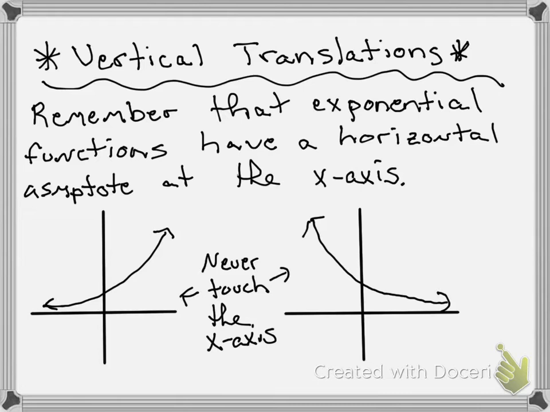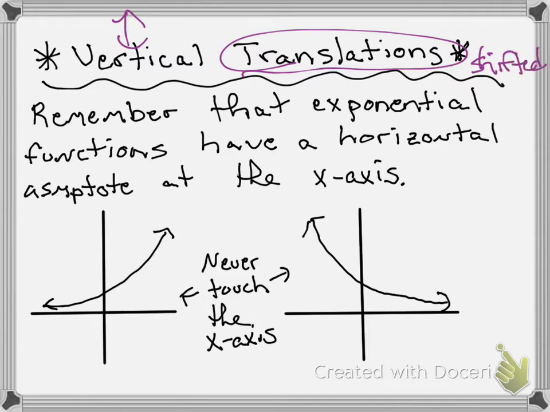So the equations that we're coming up with now are equations for graphs that have been shifted vertically. Vertically means up and down. And translation is another word that just means shifted, or you can think of it as meaning slide. So the graph is going to be slid up or down a certain number of spaces.